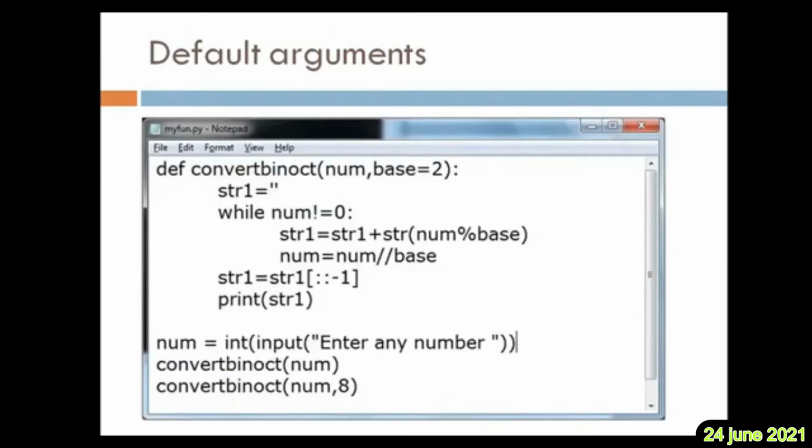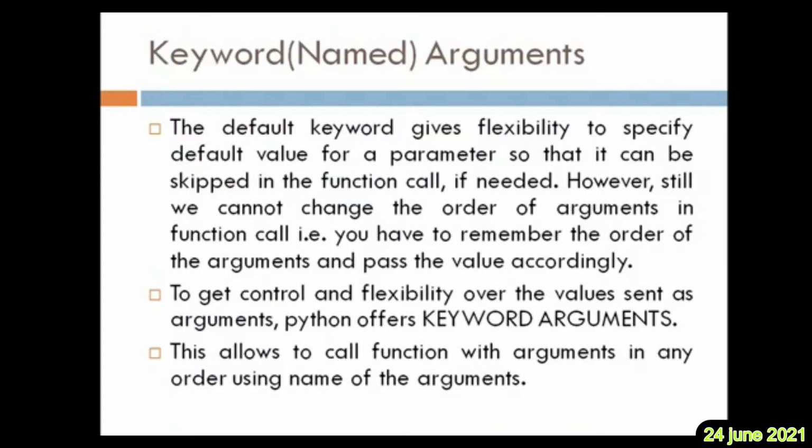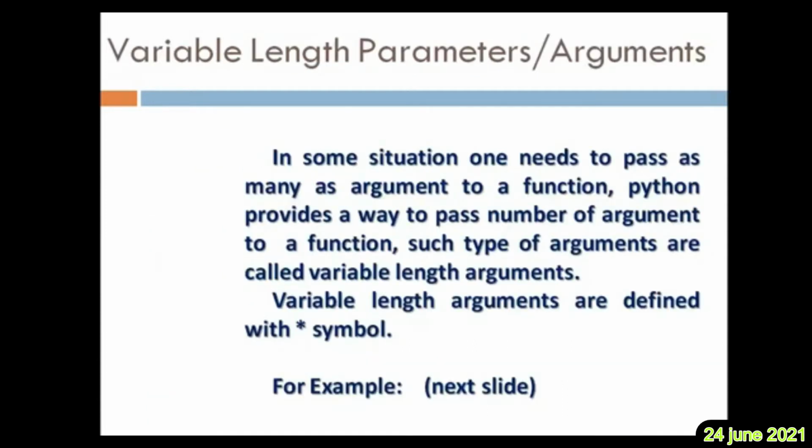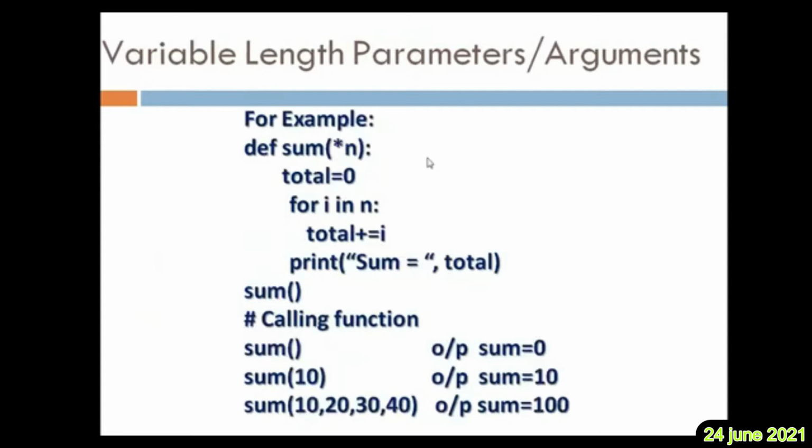Next, we have seen keyword or named arguments. You can pass the values with the name of the parameter. And variable length: star means you can pass no arguments, you can pass one argument, or you can pass any number of arguments. That is why it is called variable length. The length varies depending on whatever values you pass, and your function will work with them.